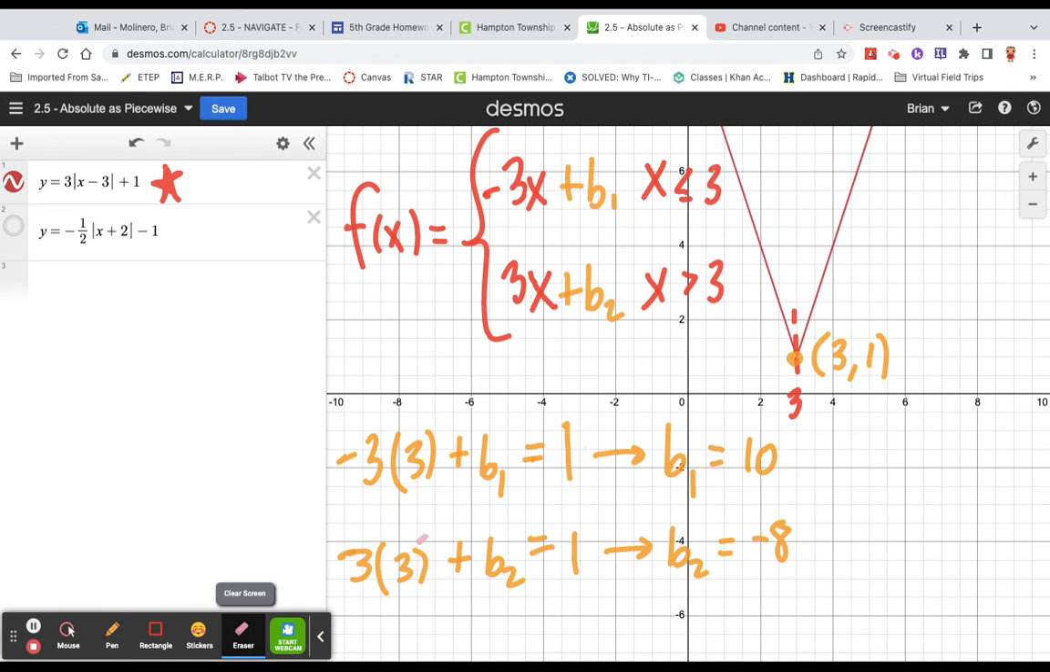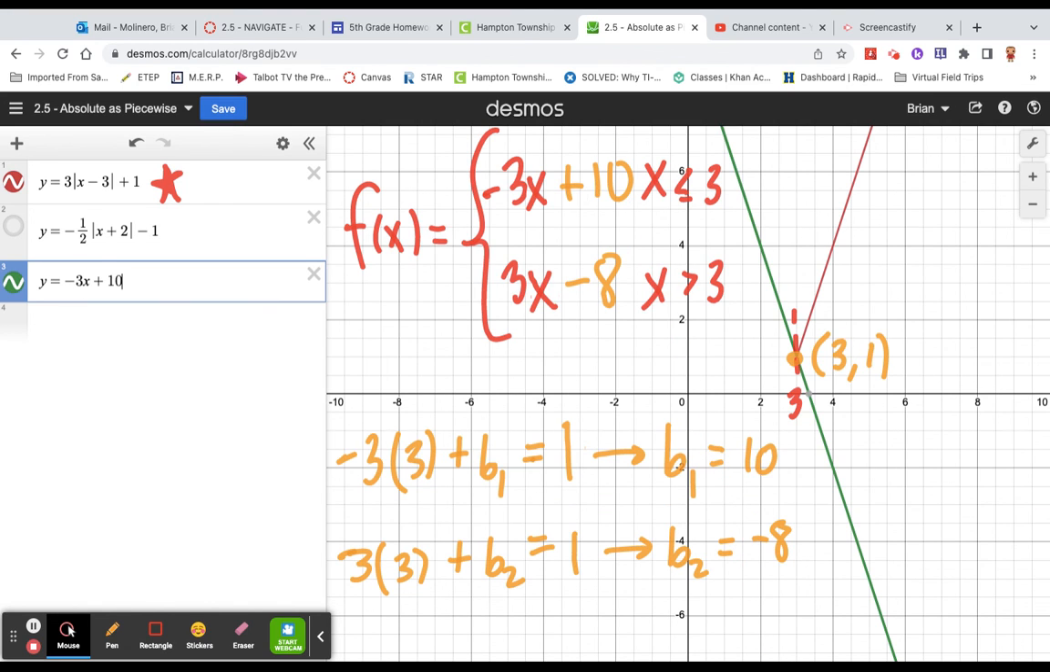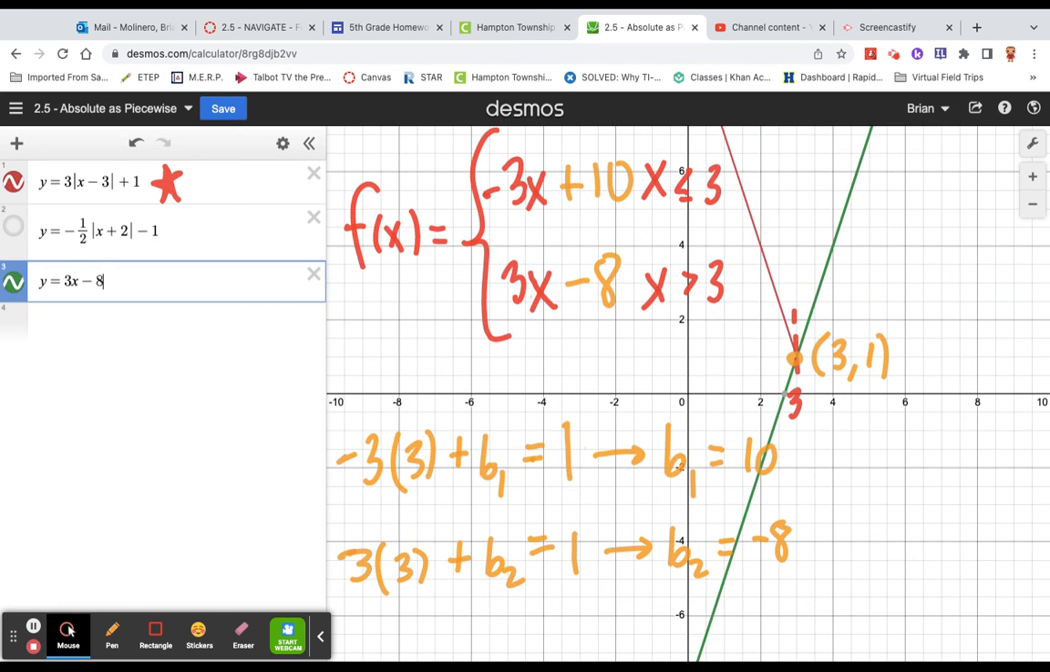I can go back, erase my stand-in B1 and B2, and add in a 10 here and a -8 there. For the sake of discussion, it probably wouldn't be a bad idea to graph both of those lines just to make sure that we ended up in the correct spot. So here's -3x plus 10, which goes right over the left half of my graph, but we of course needed to stop at 3. And here is 3x minus 8, which goes right over my right half of the graph, and of course we want that one to start at 3.